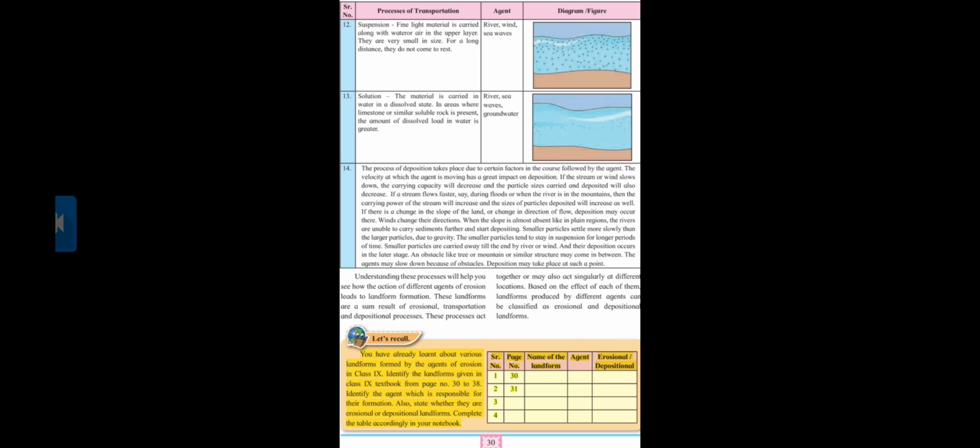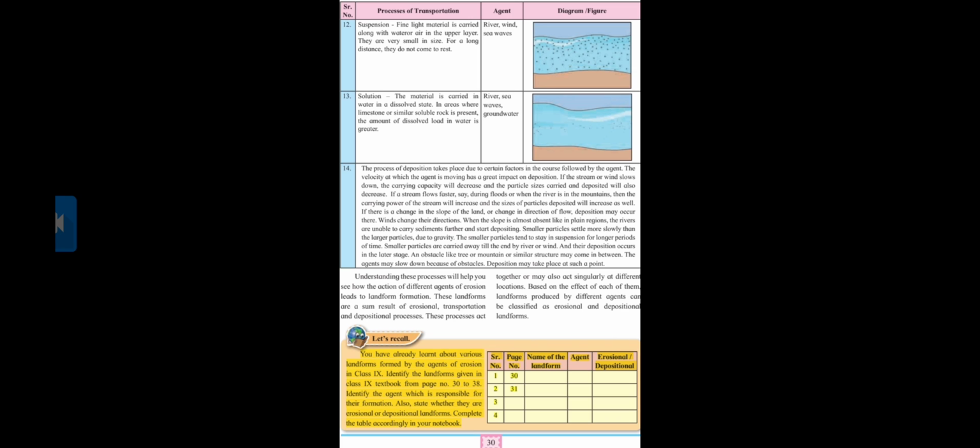What happens here when we talk about suspension as a process? Here the light material gets carried away because of water or air in the upper layer. And they are so small in size that that's why they get carried away, and to a long distance they do not come to rest.